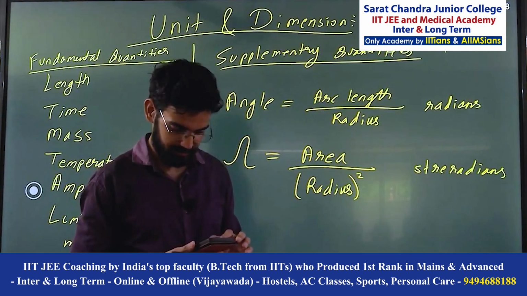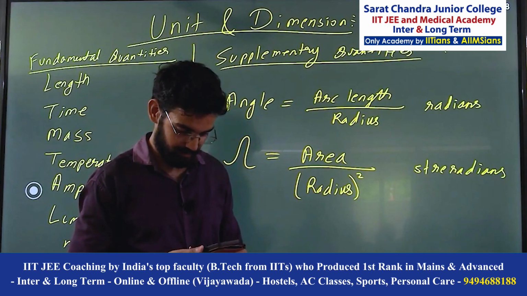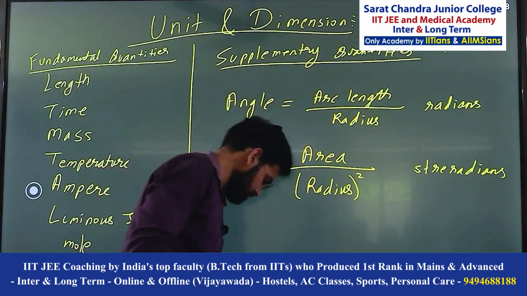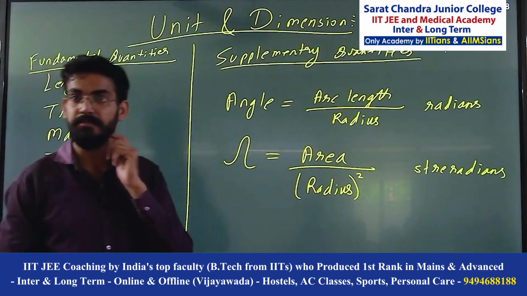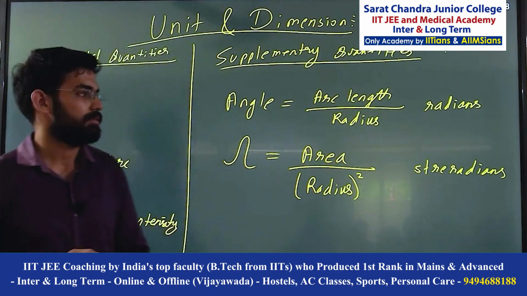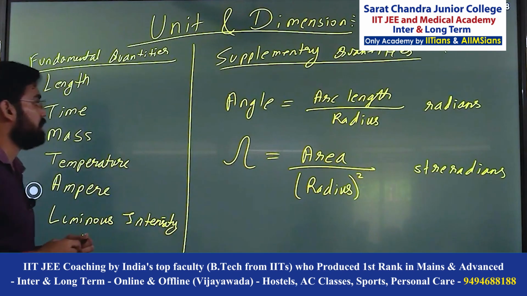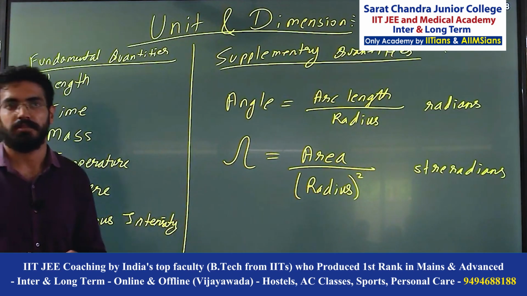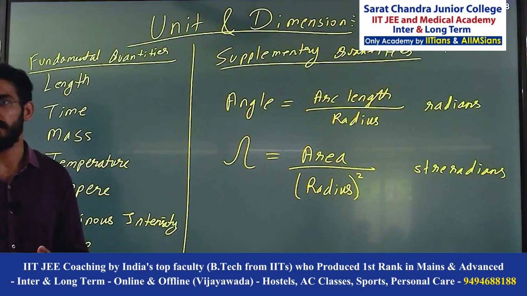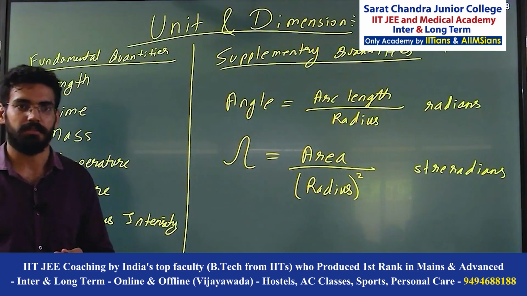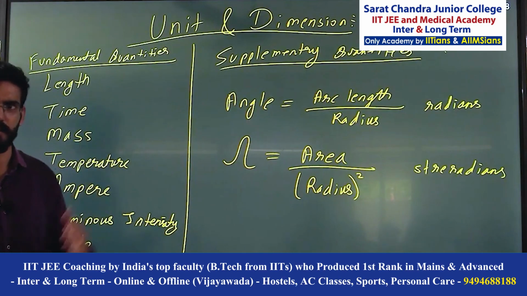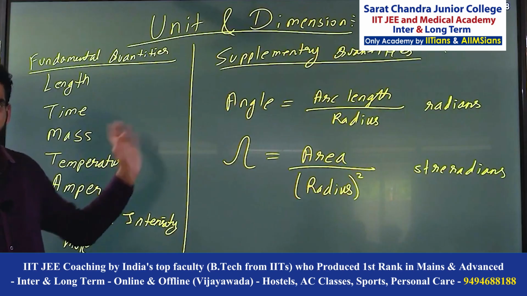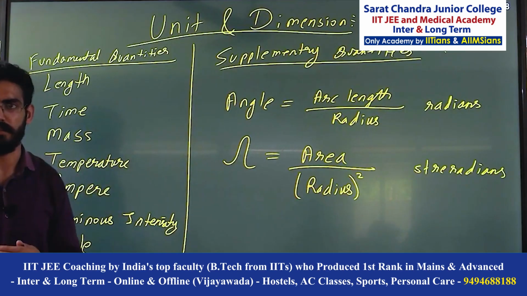Fundamental quantities. Done? Derived quantities are those only: velocity, acceleration, force, magnetic field. Magnetic field we know, that kind of quantity. Those are all derived from these fundamental quantities, and with this combination only you make and you will get that thing.